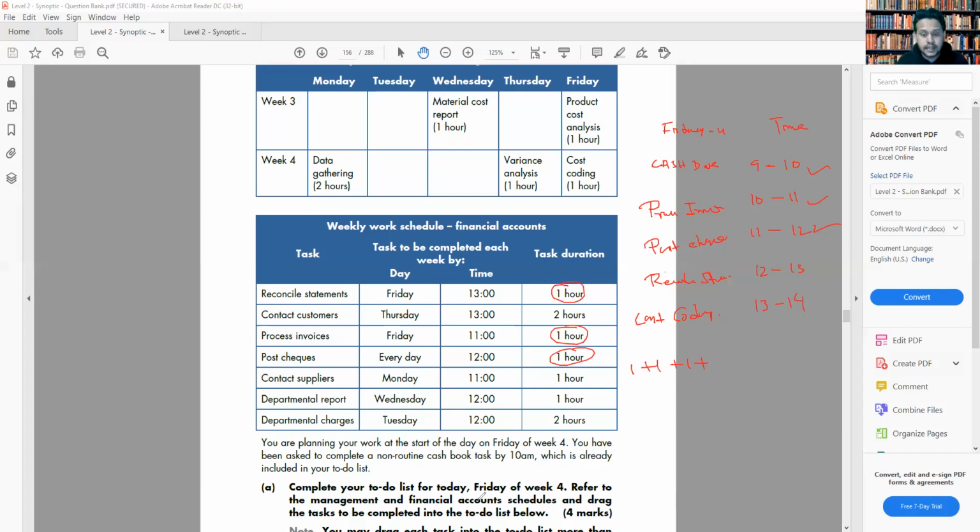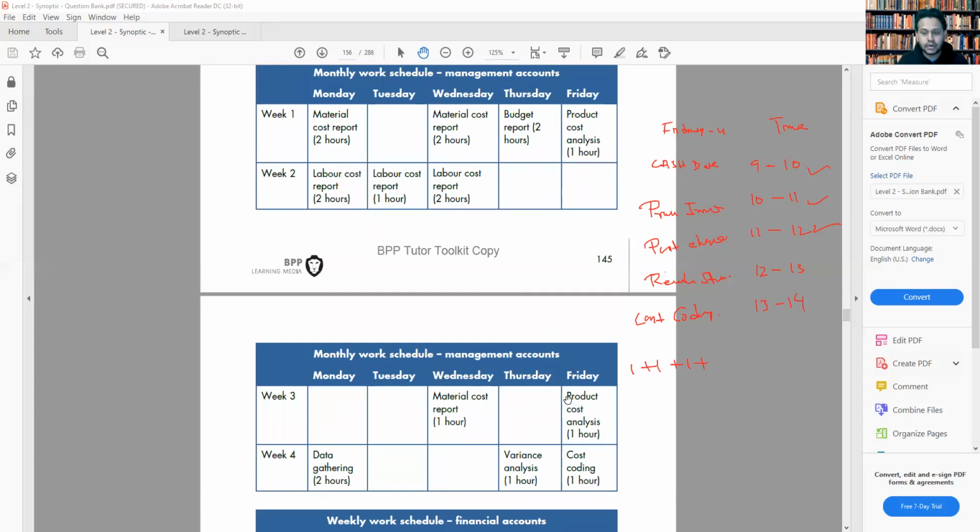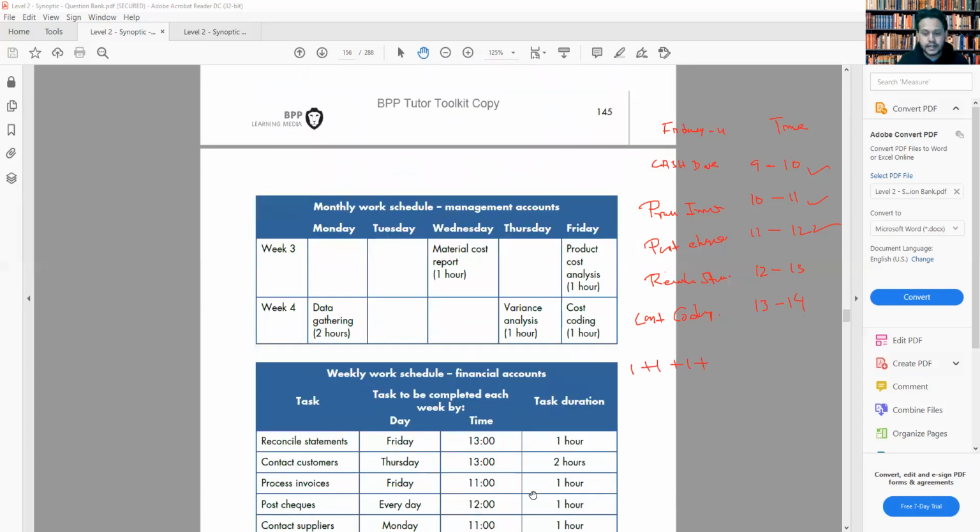And for the management, let's see how many hours I work for the management. For the management, Friday, I work only 1 hour. So on Friday, I work only 4 hours total. Now I can move to any other day.